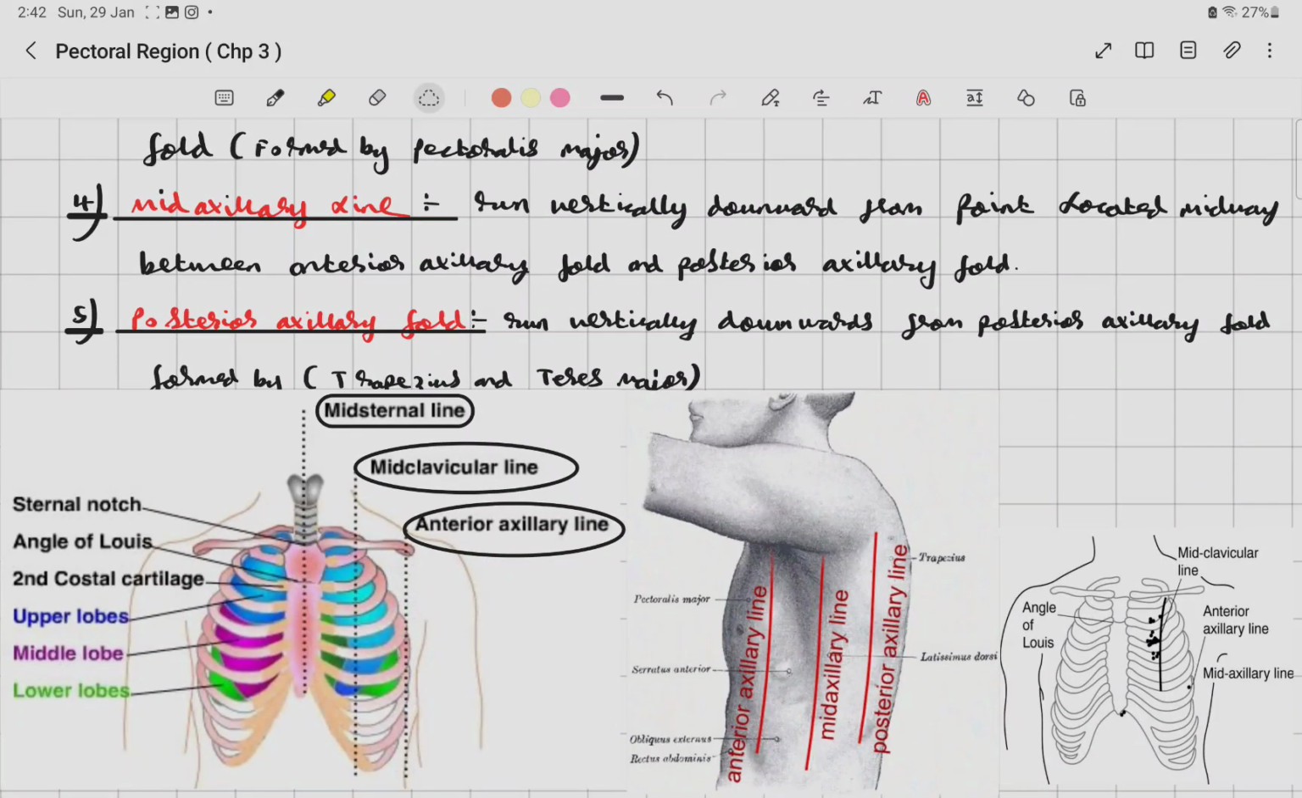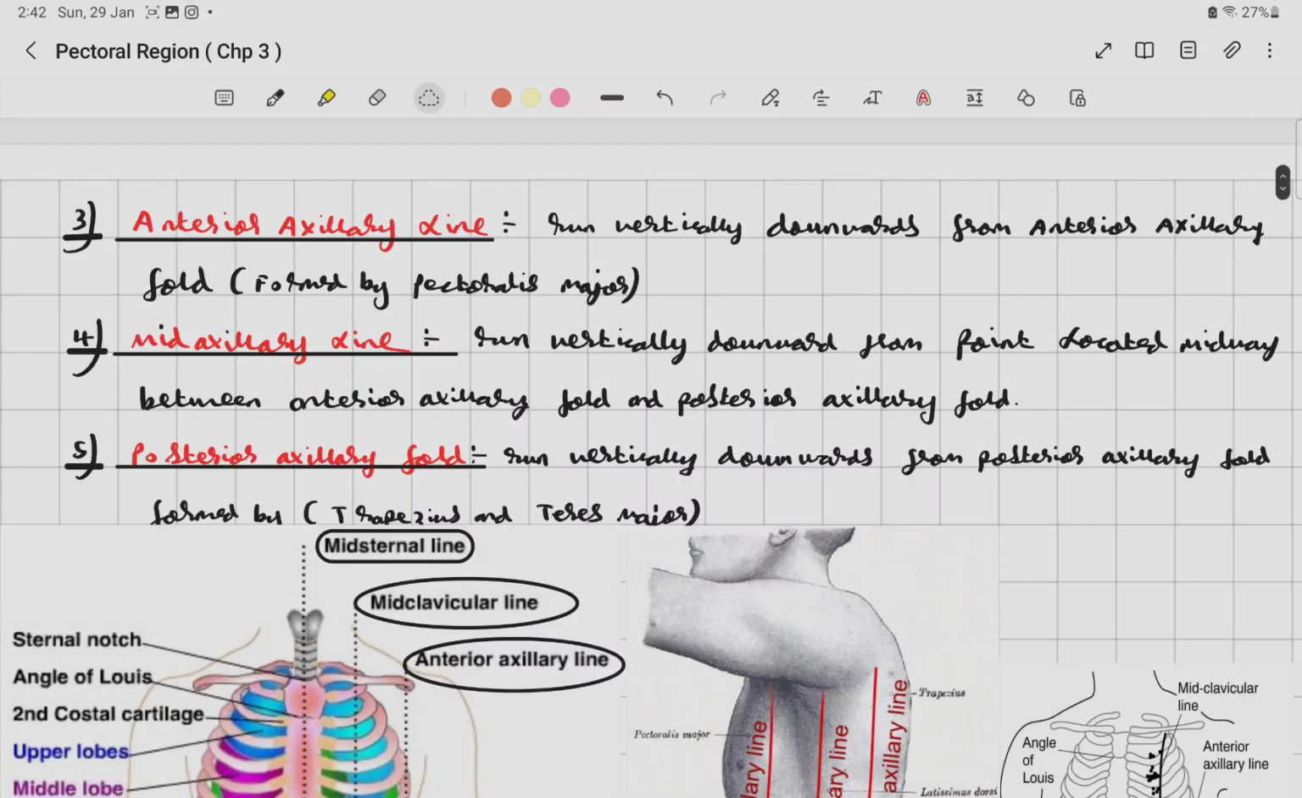The posterior axillary line runs vertically downwards from the posterior axillary fold, which is formed by the trapezius and teres major. The anterior axillary fold is formed by the pectoralis major muscle.